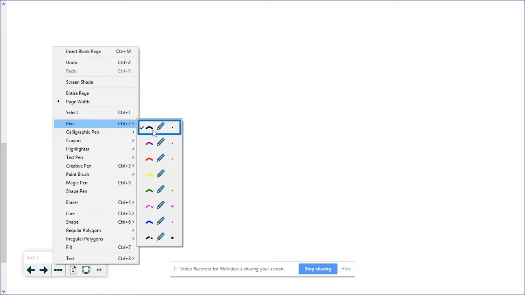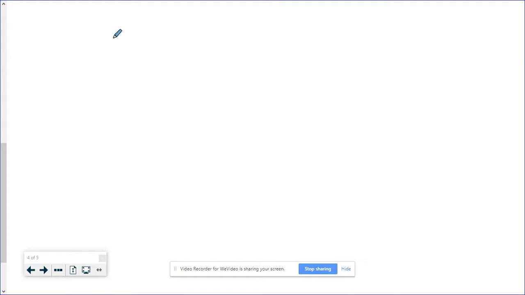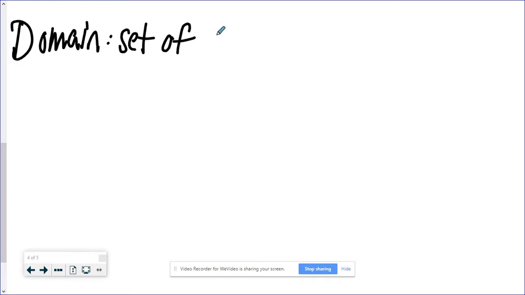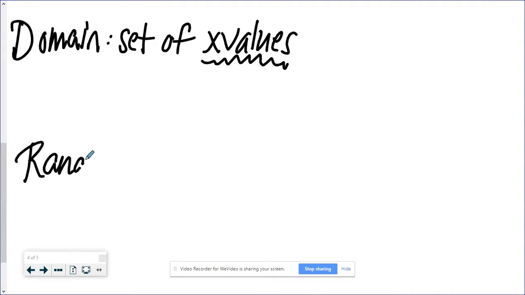Anytime you're talking about graphing, functions, ordered pairs, mappings, anything, there are 2 phrases that are going to come into play. The first one we're going to talk about is domain. Domain is going to be your set of x values, meaning all possible x values that could happen in your function. Then we're going to talk about your range. And your range is your y values.